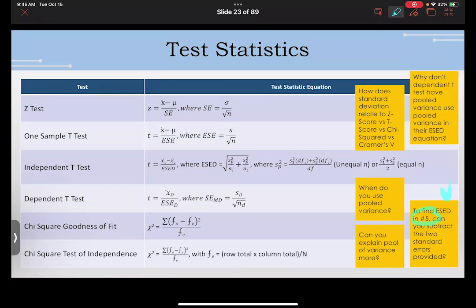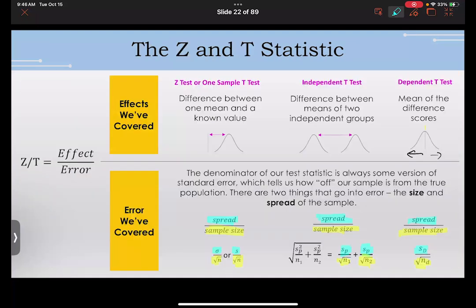You can't use the individual estimated standard errors to get pooled variance. Cool. Questions at all about the test stat? Yeah. It's a dependent t-test. Yep.